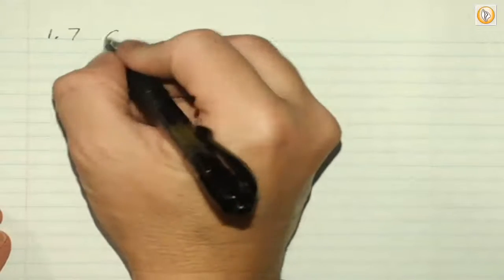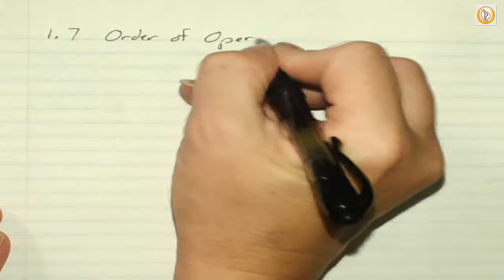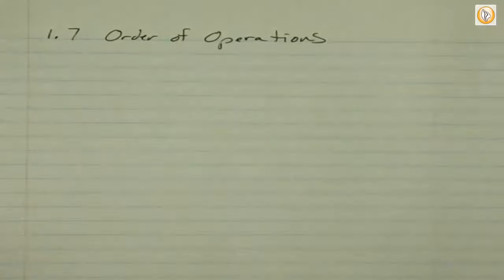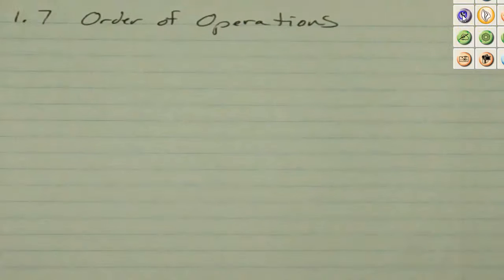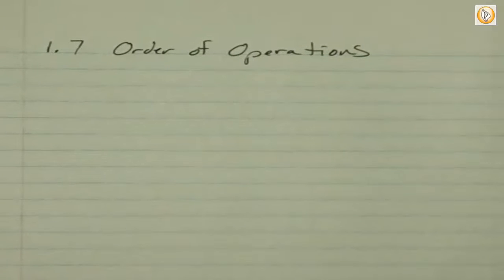1.7, order of operations. We don't have a whole lot of notes for this because this is a review. It's similar to what you just did as a warm-up, and a lot of the other stuff we'll be doing. Attention to detail. Order of operations.